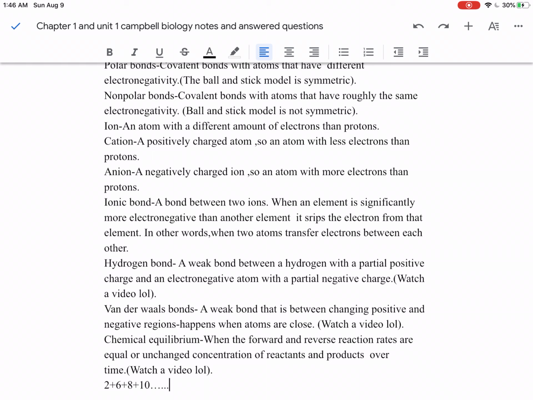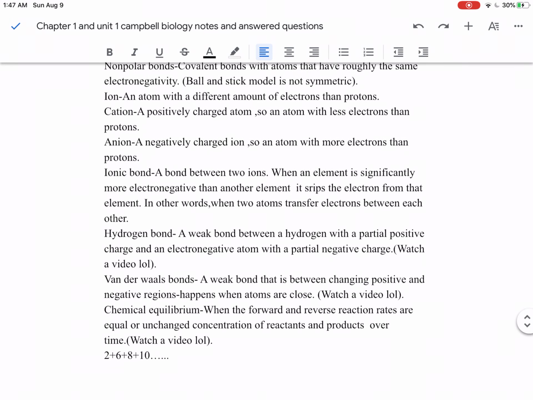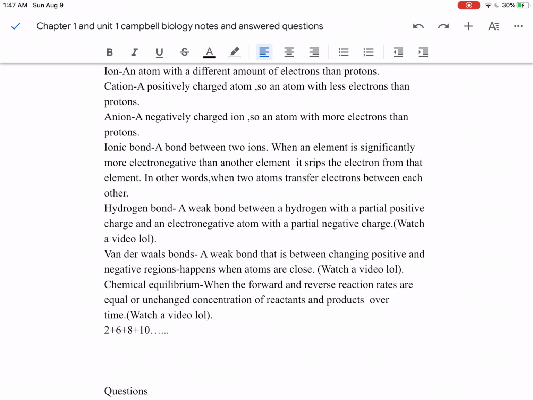but it's fine. Ionic bonds are basically bonds between two ions. When an element is significantly more electronegative than another element, it just strips the electron from the other element. So in other words, two atoms transfer electrons between each other. So basically, you just need to know there are bonds between atoms, and they transfer electrons between each other. Like I said, we will go more advanced in the next video.